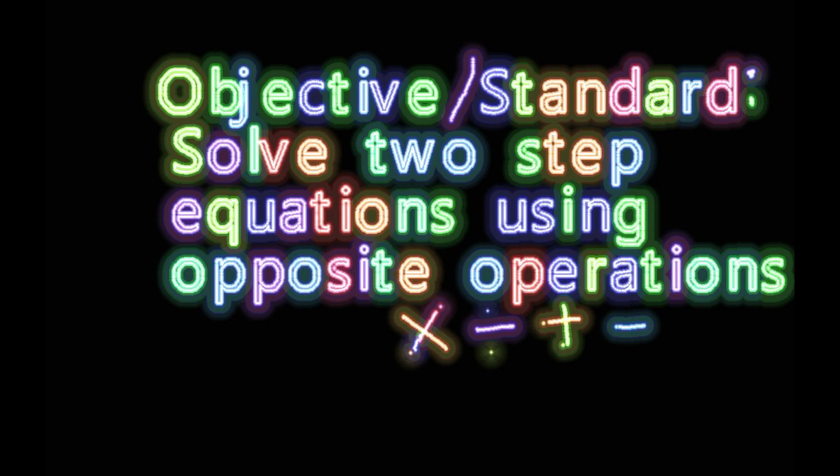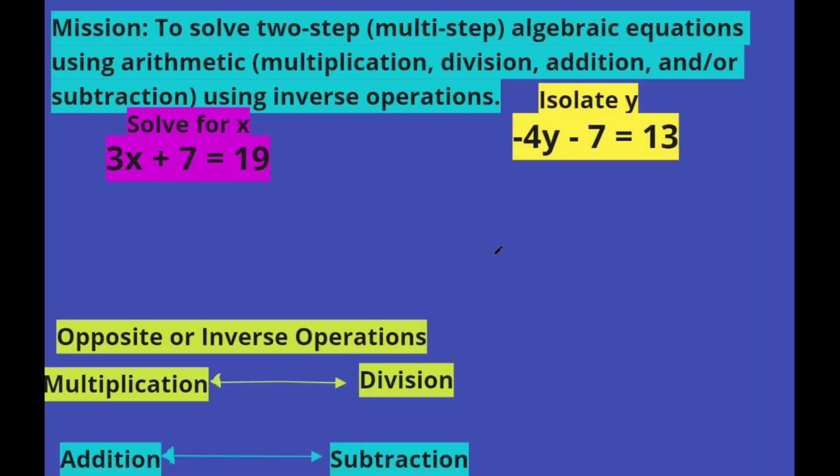Welcome to Neon Math. Our objective today: solve two-step algebraic equations using opposite operations, such as multiplication, division, addition, subtraction. To do that, we need to use a special thing from our toolbox called opposite or inverse operations. As you've heard before, multiplication and division are kind of opposites of each other. They can be used to undo each other.